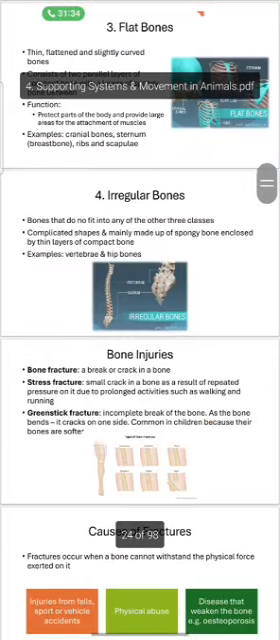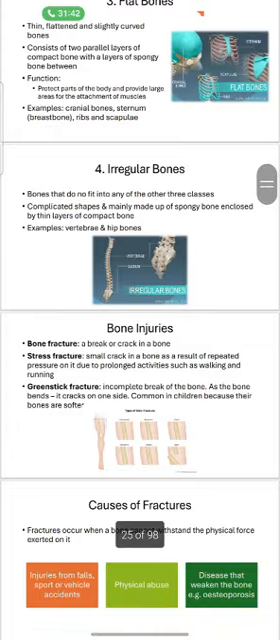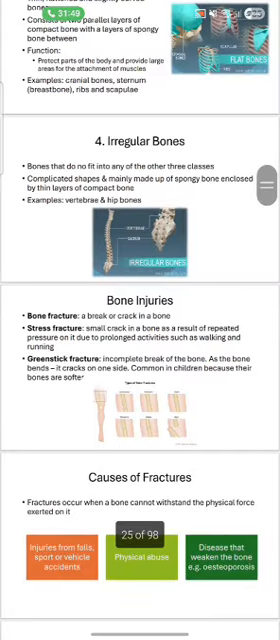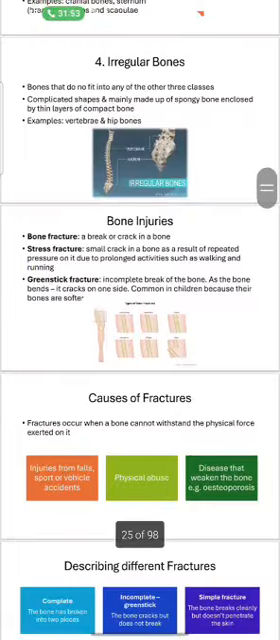And then irregular bones. These are the bones that do not fit into any of the other three classes. Complicated shapes and mainly made up of spongy bone enclosed by a thin layer of compact bone. Examples are vertebrae and hip bones.